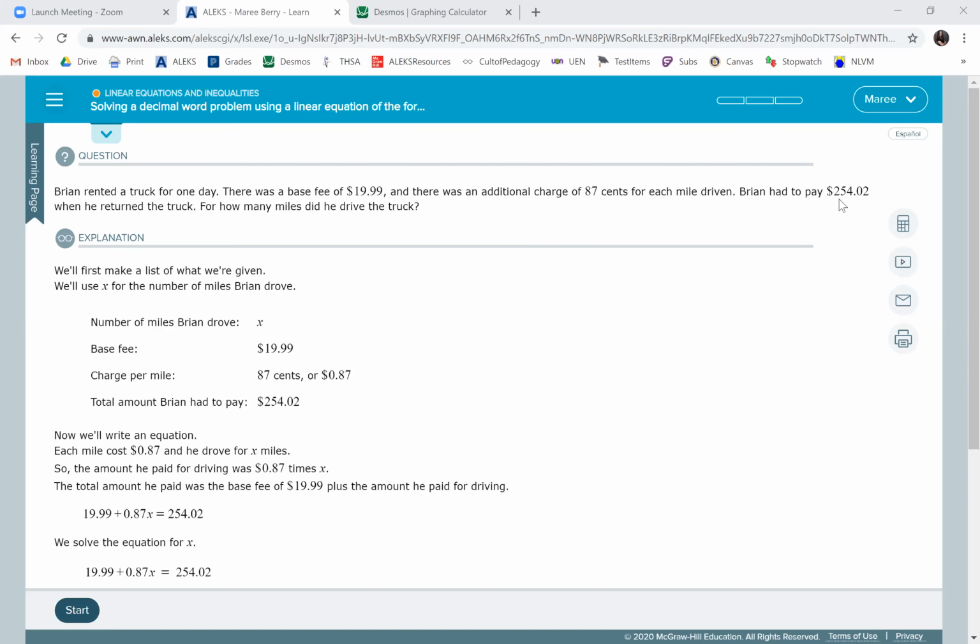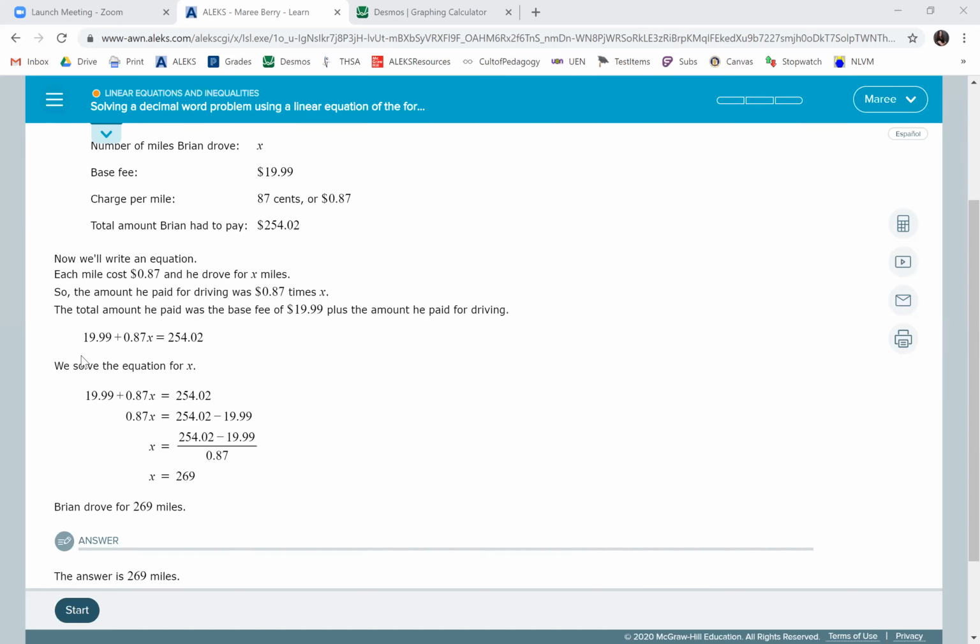He paid a total of $254.02 when he returned the truck. So how many miles did he drive? So we kind of list out the information that we're given. We don't know how many miles he drove. That's X. He has a base fee. That's what we're going to add on, $19.99. The charge per mile is 87 cents, which we want to write with a decimal, and this is the total amount that he paid.